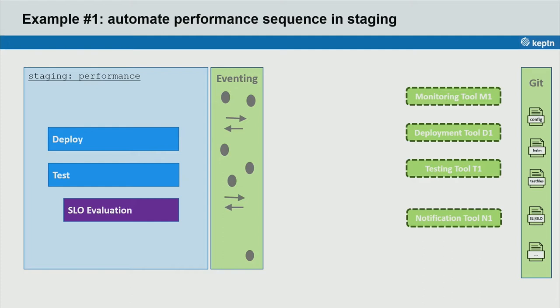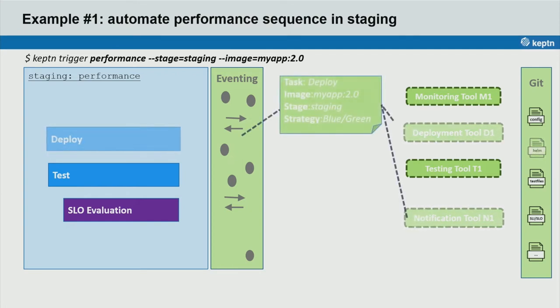So you specify deploy, test, and evaluation without any tool context. And in my example, then, I can say Keptn trigger performance in a certain stage, and I give it some additional metadata, like what image do I want to test. What Keptn then does, it sends a cloud event out to the world and says, who is there in my environment that can deploy this particular artifact in staging with a blue-green deployment strategy?